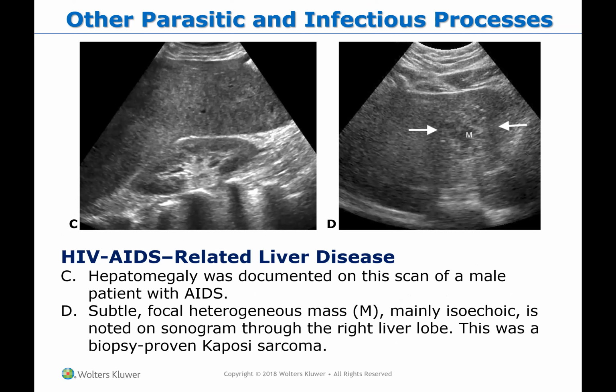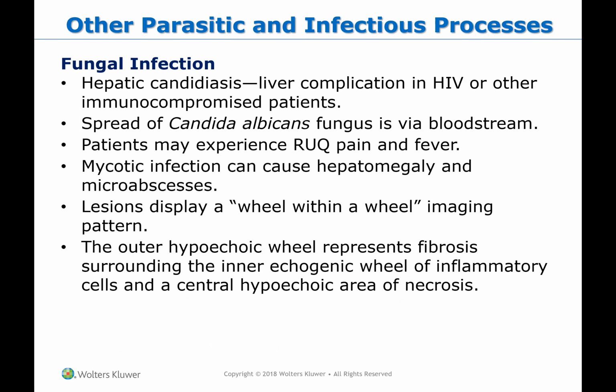This little mass that can be difficult to see is Kaposi sarcoma. But the only reason they really knew that was because of a biopsy, and they saw that there's a little mass there. Do you see how indistinct that is? They can also get a fungal infection.